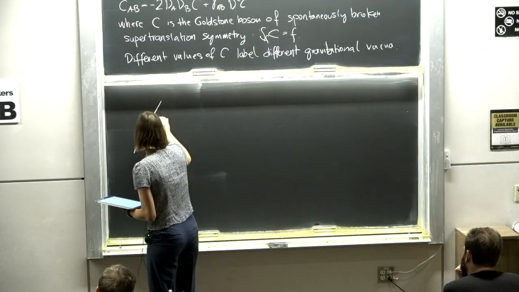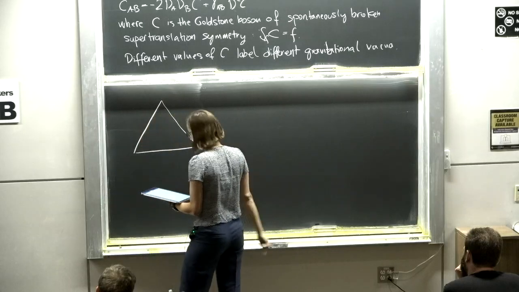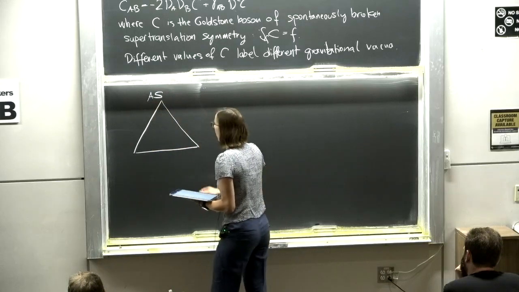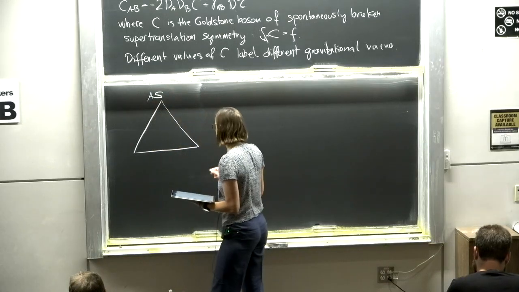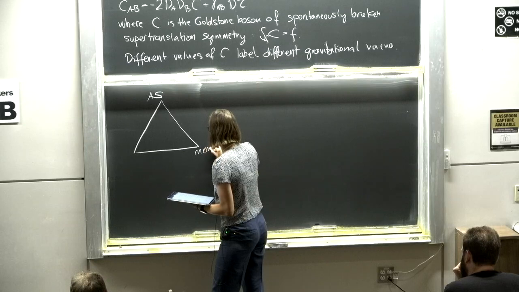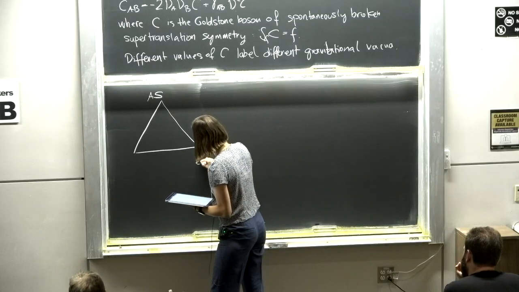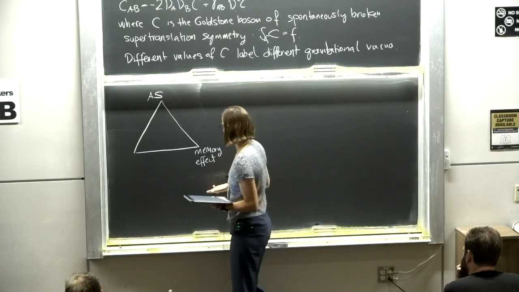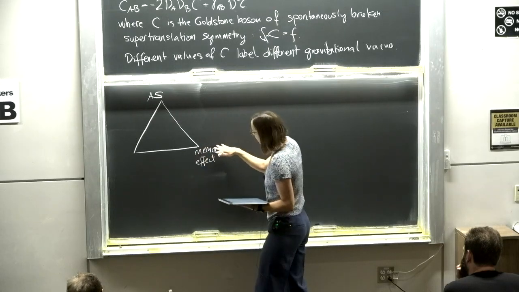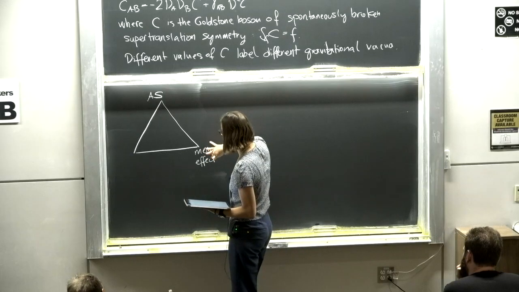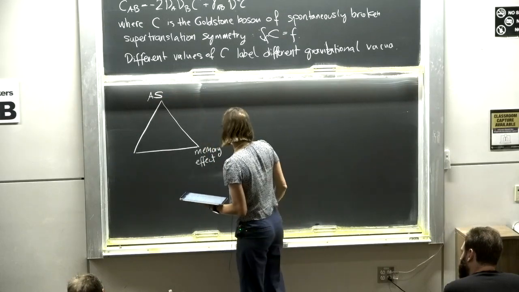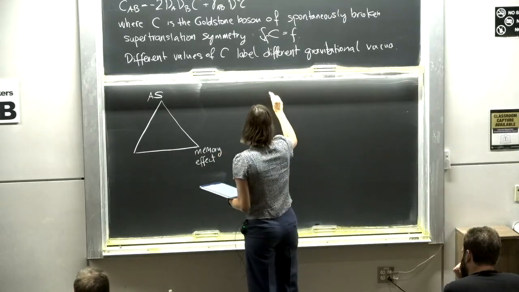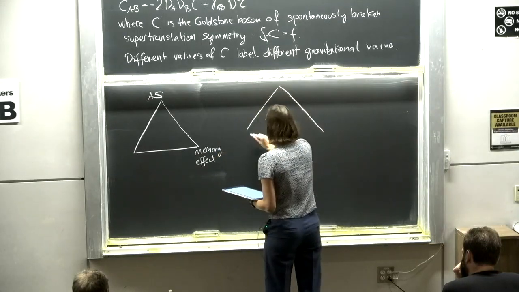So at the end of last lecture, I drew this triangle here, where I put on one corner asymptotic symmetries. And I said that asymptotic symmetries are intricately related to what's called the memory effect. What the memory effect is can be understood as the action of an asymptotic symmetry transformation. So now we have to define what a memory effect is. So let me just sketch this.